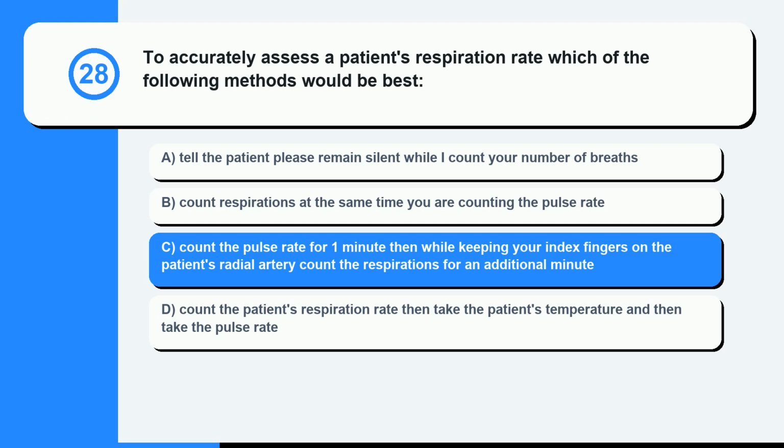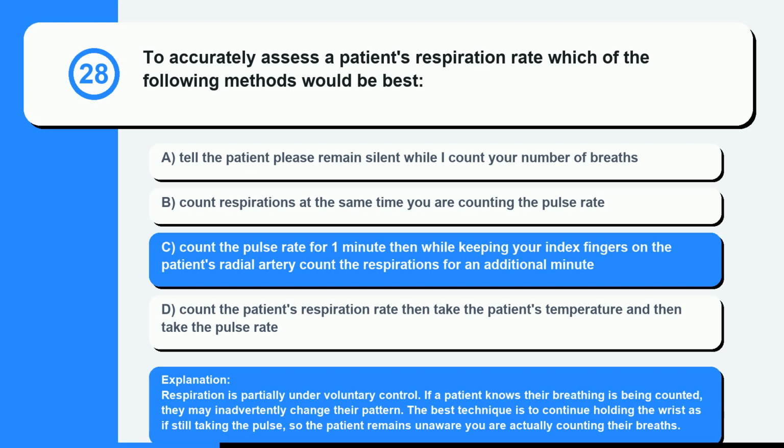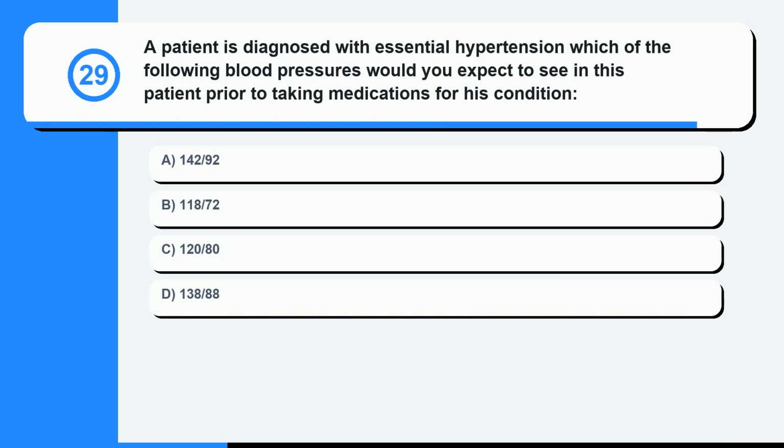Question 28. To accurately assess a patient's respiration rate, which of the following methods would be best? A. Tell the patient please remain silent while I count your number of breaths. B. Count respirations at the same time you are counting the pulse rate. C. Count the pulse rate for 1 minute, then while keeping your index fingers on the patient's radial artery count the respirations for an additional minute. Or D. Count the patient's respiration rate, then take the patient's temperature and then take the pulse rate.